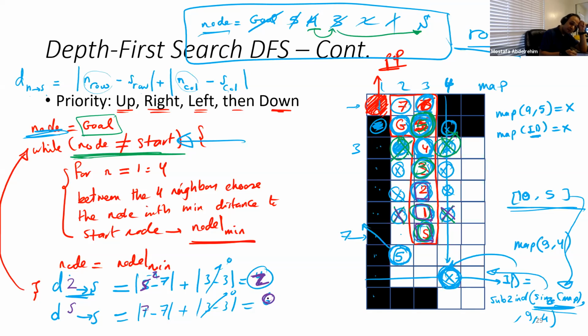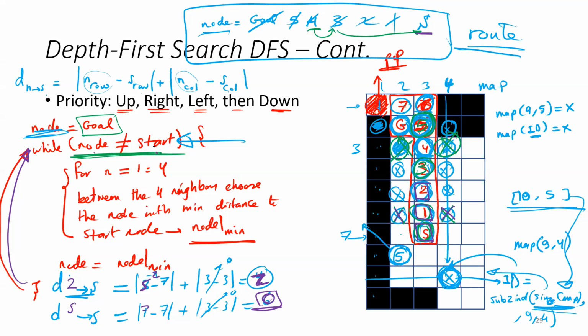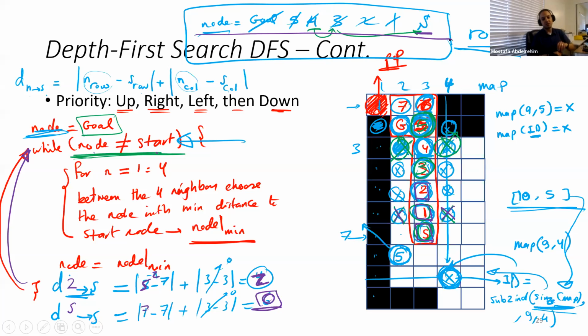Which is minimum? This is the minimum, which is the start. So node equals start. Then you go back to the while loop. Is node not equal to start? No, it's equal to start. So I'm going to break, and you now have the route.